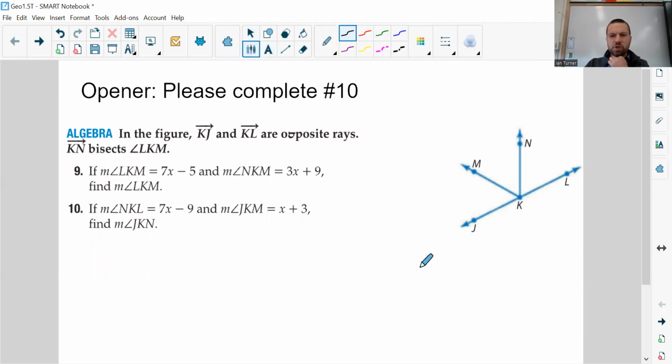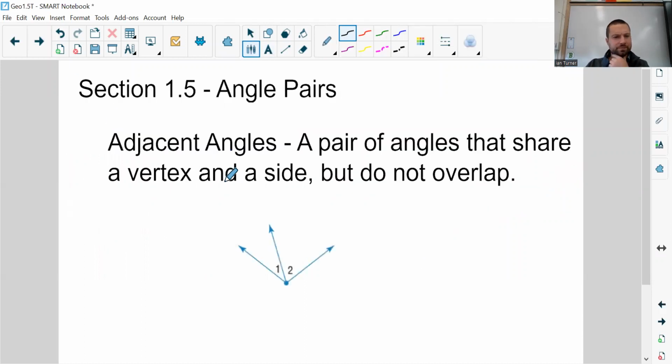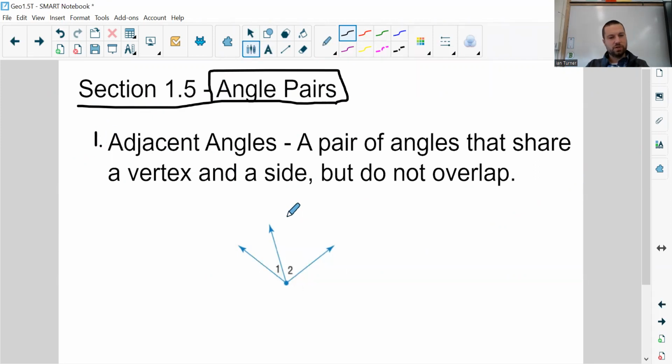Okay. So let's skip that. Okay. Let's jump into it. So we're on section 1.5. We're talking about angle pairs. All right. So here's our first angle pair. This is number one, the first set of angle pairs we're talking about.